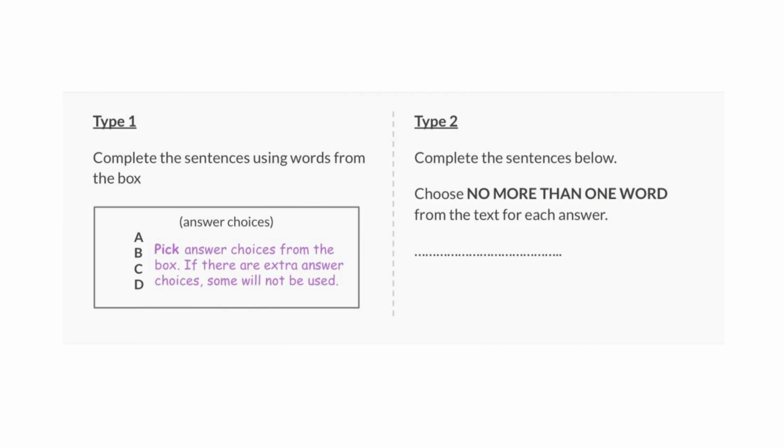Now, there are two types of directions. There are two types of questions in fill in the blanks. As you can see, this is the first type, in which you complete the sentences using words from the box, right? So the words will be given to you in the box. And the second type is you choose no more than, for example, one word or two words or three words from the text, and you write them in the blank, right?